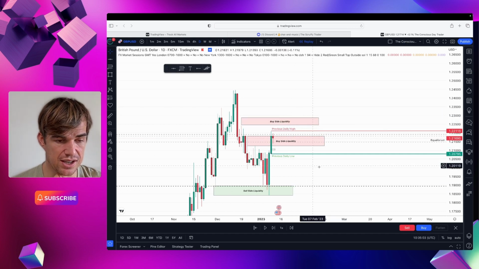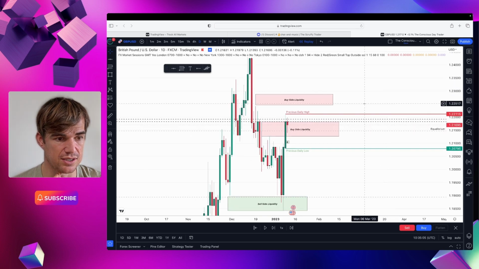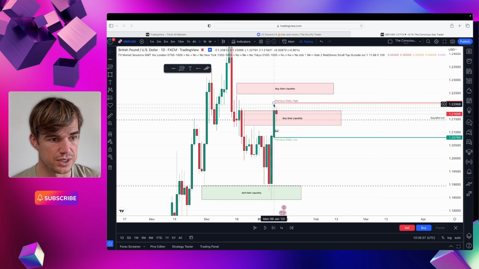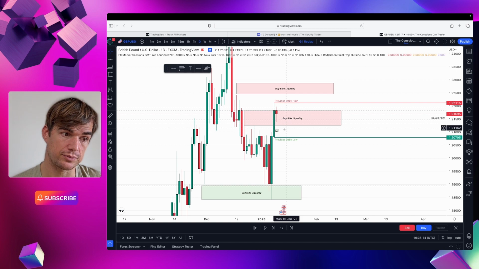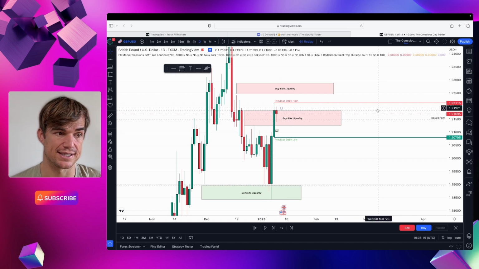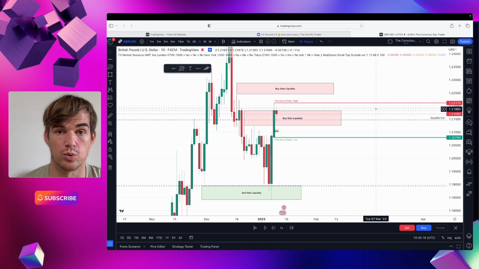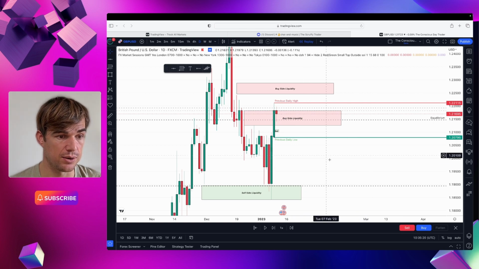If you haven't put these lines in, what you do with ICT trading, always go to the previous day, attach the previous daily high, previous daily low. Equilibrium is the 50% of the move. If you're wondering what these black lines are, I'll touch base and tell you what they are when we go down to the hourly.